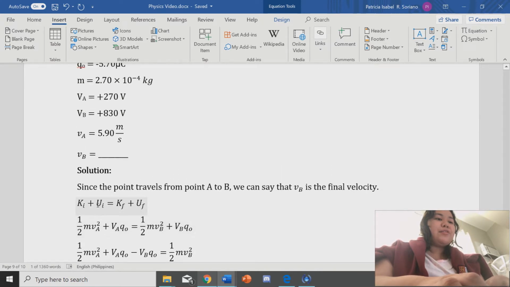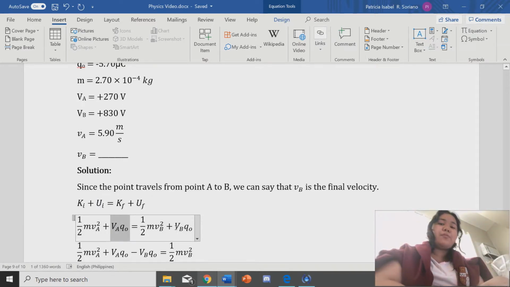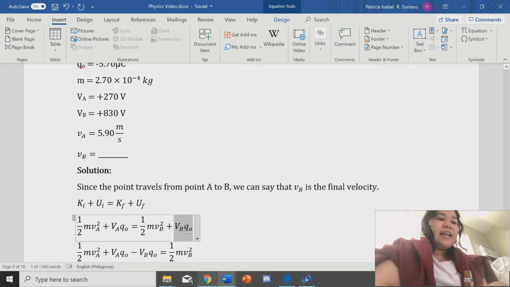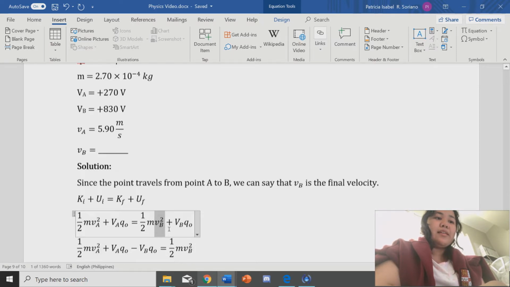So notice how I use the initial values. For the Ui, I used VA. As I've said, it's our initial since it's moving from point A to point B. And I've used VB for this one since that is our final. And for this one, this is simply the equivalent of kinetic energy, which is 1/2 times m v squared. So this is our initial, again, velocity A, then this one is velocity B.